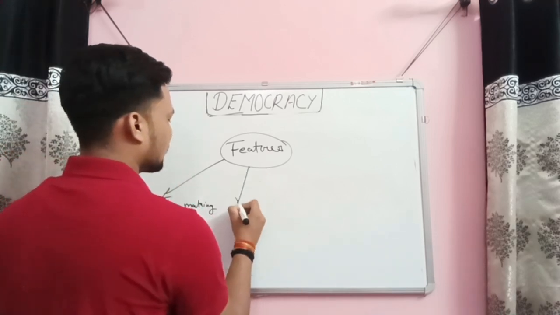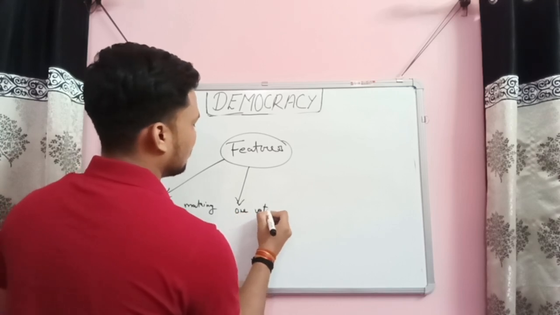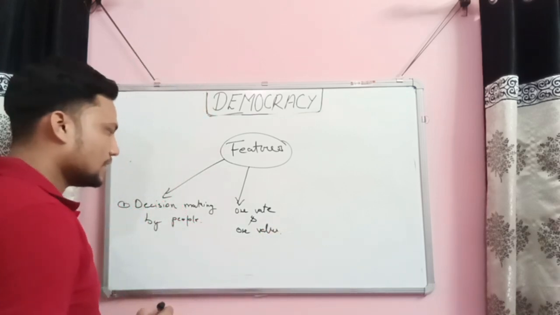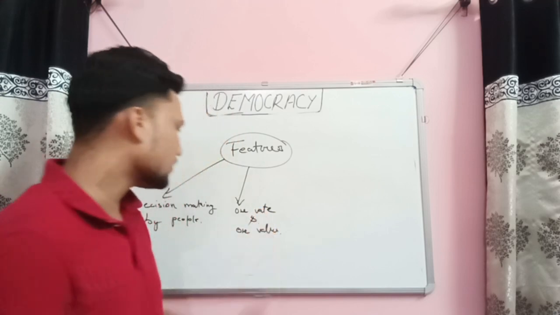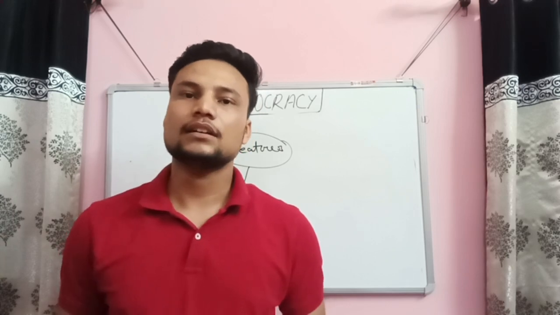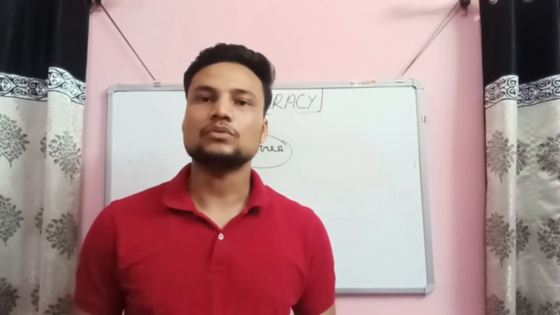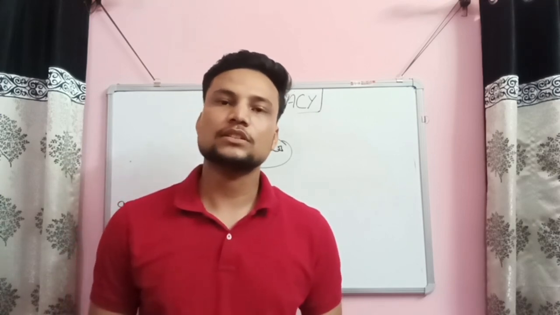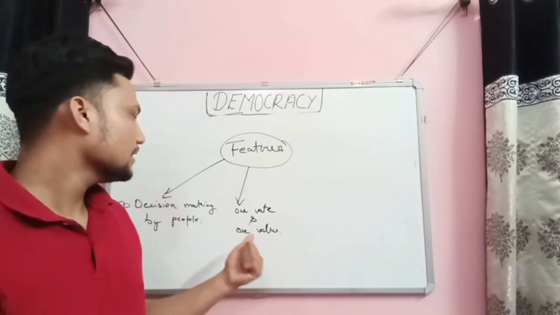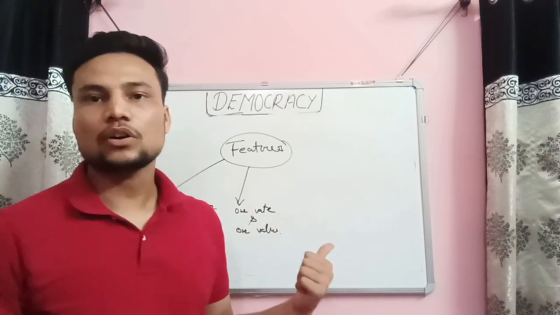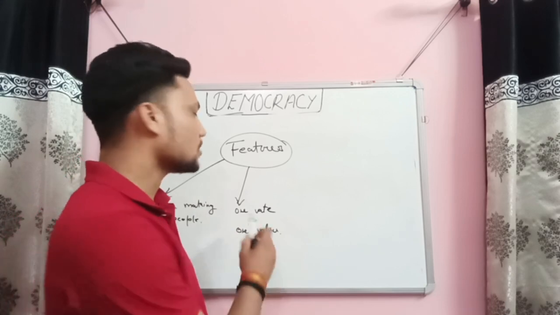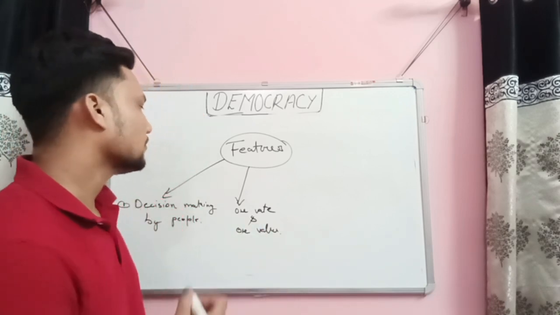And second is one vote, one value. What do you mean by this? If a rickshaw puller is giving a vote and if a president is giving a vote, anywhere in the world or anywhere in the country, the value of the vote is going to be the same. Means there are no privileges or discrimination in the election process. There is no privileged class in the process of election. So the value of the vote becomes equal for all.